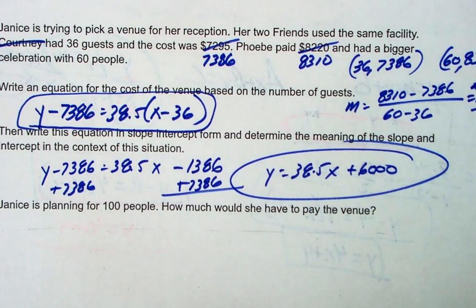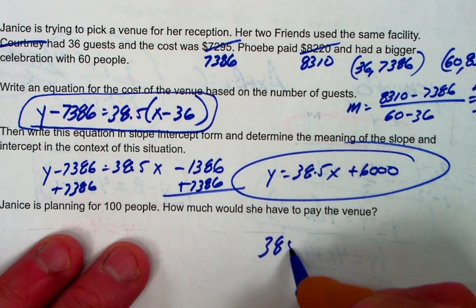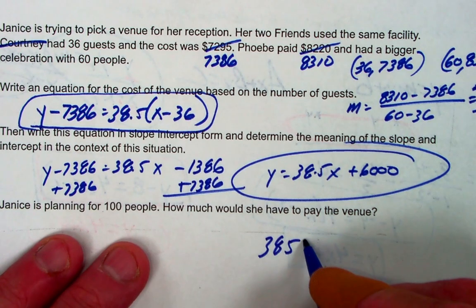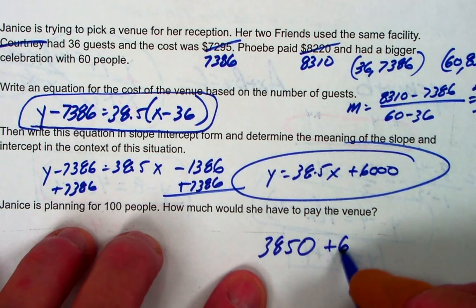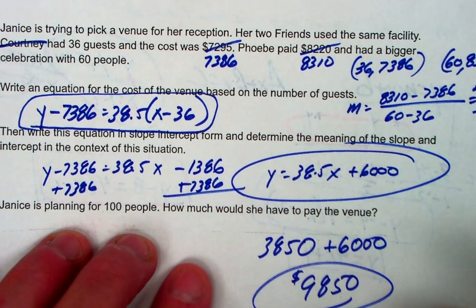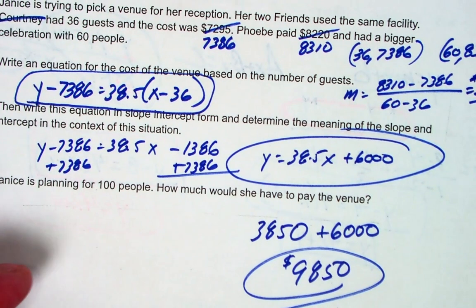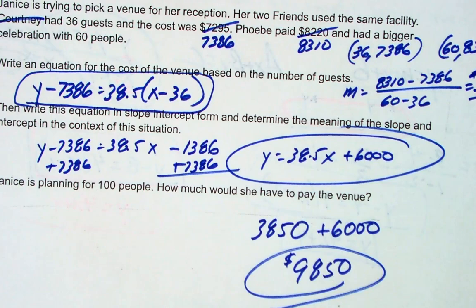And then for 100 people, we have 3850 plus 6,000, and that gives me 9850 price-wise for 100 people. About $10,000 for the venue, which is actually surprisingly accurate.